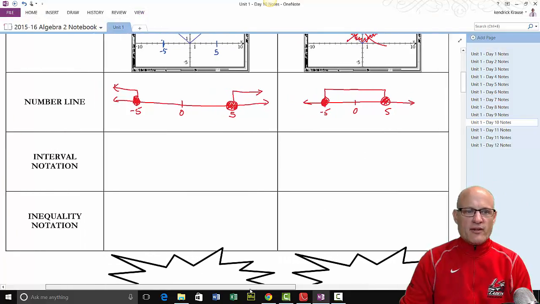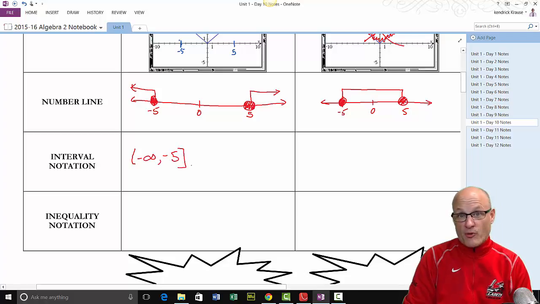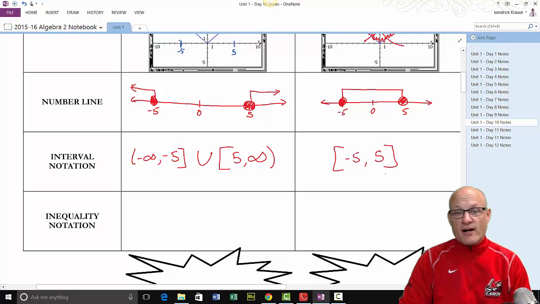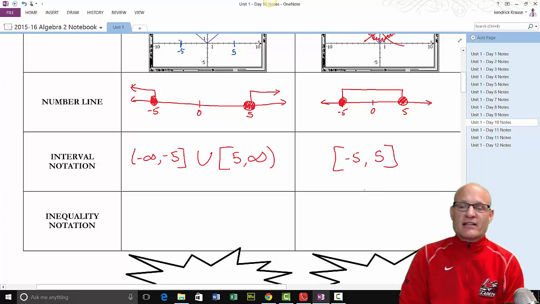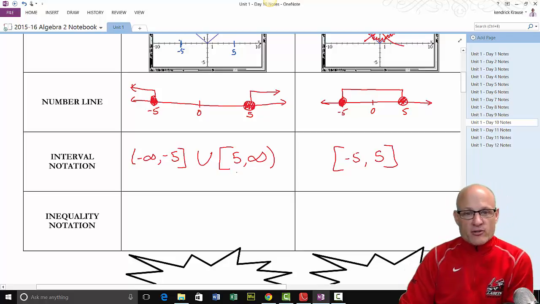If I want to try this, interval notation, well, in interval notation, this is negative infinity all the way up to negative 5. And because, yes, it does have the equal to, we put the bracket, union at 5 to positive infinity. What would this one look like? Well, this one's actually much simpler. It's bracket negative 5, comma 5, bracket. So from negative 5 to 5. This is the inclusive. This is the connected dots one. This is the outside or the going off in either direction one.